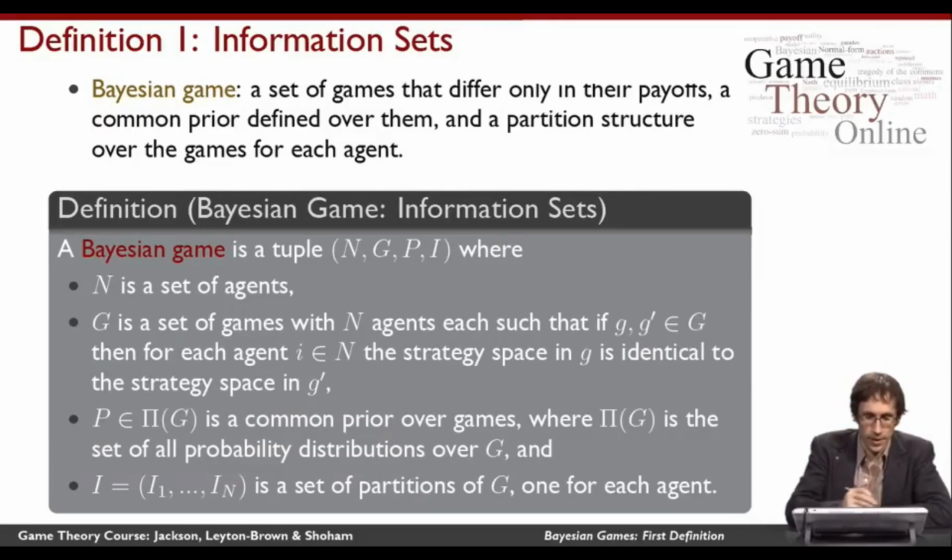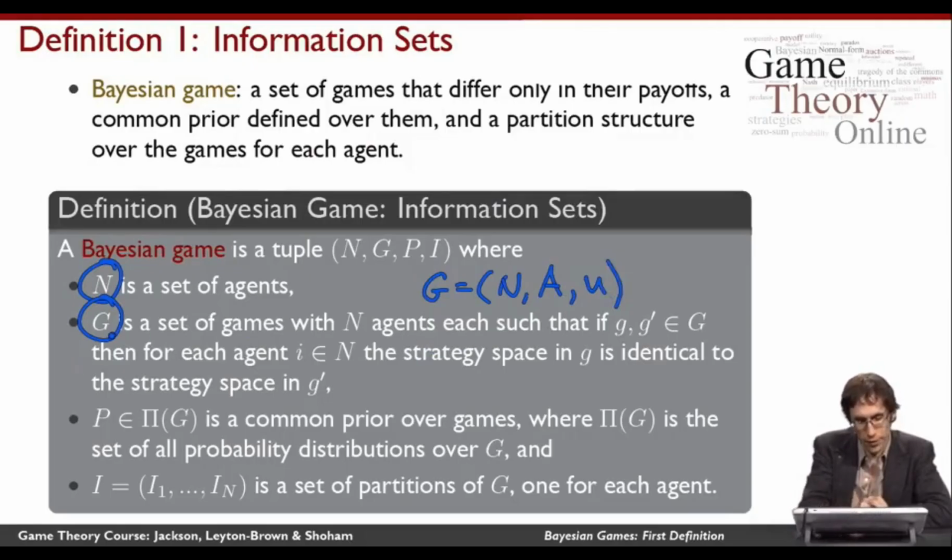So, in other words, a Bayesian game is defined by 4 elements. The first is a set of agents. The second is a set of games. Recall that a game is defined as a set of agents, a set of action sets, one for each agent, and a set of utility functions, one for each agent.